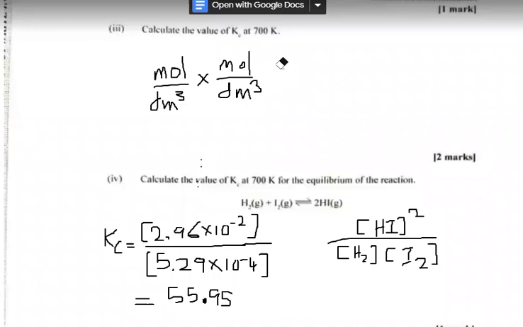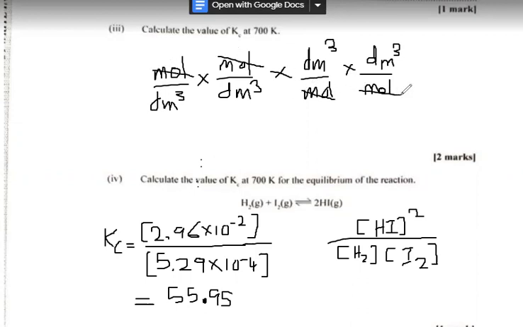We would switch the division sign to a multiplication sign, and then everything on this side would flip. So instead of moles per dm cube, it would become dm cube per mole, times dm cube per mole. Then the numerators cancel the denominators. So mole cancels mole, and dm cube cancels dm cube, so we are not left with any units. When you do Kc calculations, you have to calculate your units. In this case, it does not have any units, likewise in part 3 as well. All right, so that's it for this video.